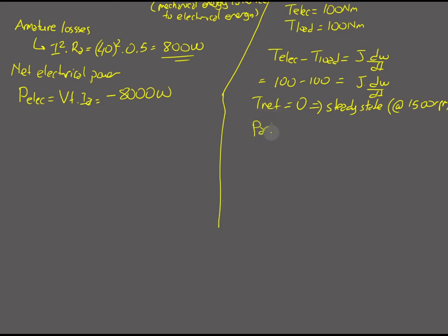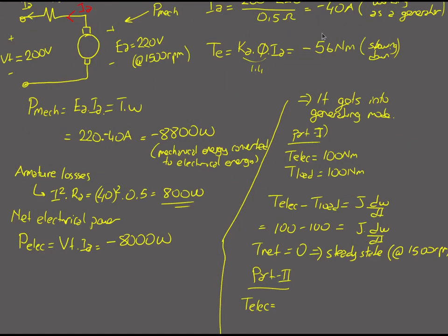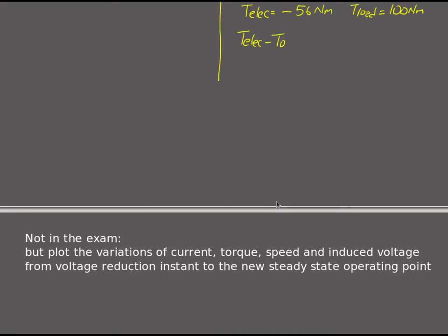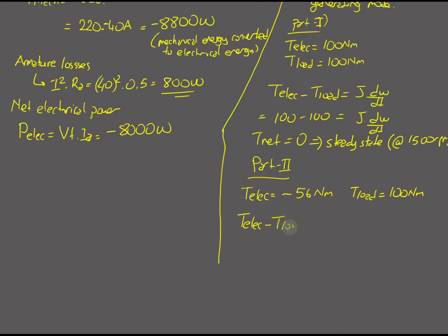But now, on part two, we have T electrical, which we calculated here, it is minus 56 Newton meter, and we still have the T load, which is 100 Newton meter. So you write the same equation, T electrical minus T load is equal to J times d omega over dt. So it is minus 56 minus 100 is equal to J times d omega over dt, and the net torque is minus 156.